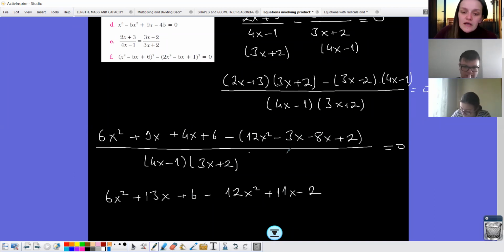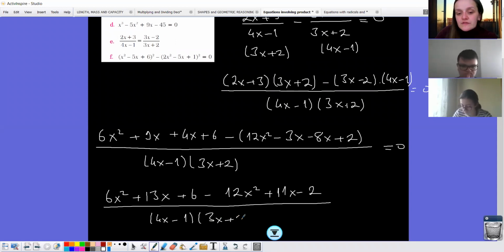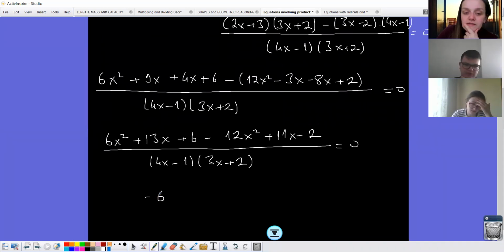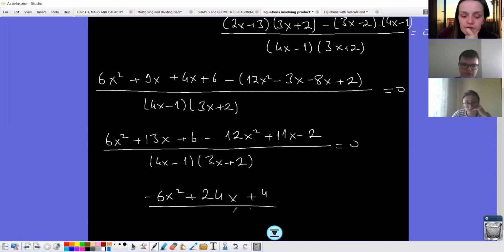Okay, Vesa. And plus 2 will be minus 2 over 4x minus 1 times 3x plus 2 is equal to 0. Now let's see again the simplification. We have plus 6x squared minus 12x squared, so it will be minus 6x squared. 13x plus 11x will be plus 24x and plus 4 over 4x minus 1, 3x plus 2 is equal to 0.